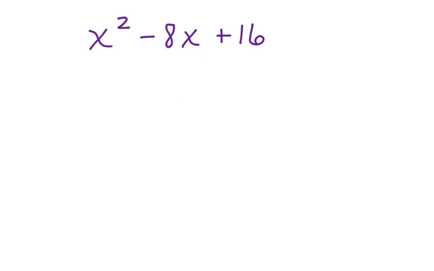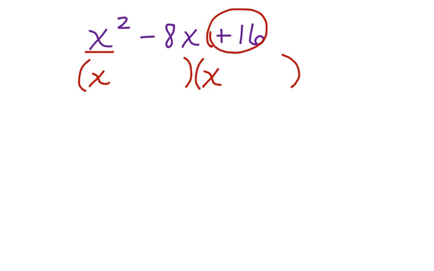We have x squared minus 8x plus 16. We're going to factor this into two binomials. We start with the x squared. That becomes x and x. Now, we need two values that multiply together to get positive 16 and add together to get negative 8. If you think about this, 4 times 4 is a very logical solution.